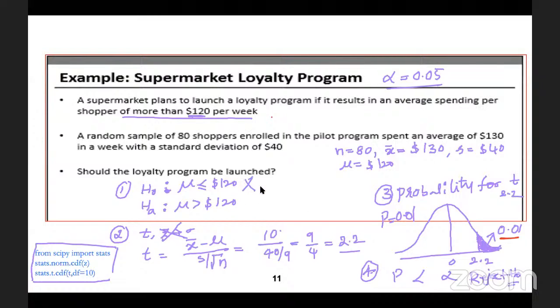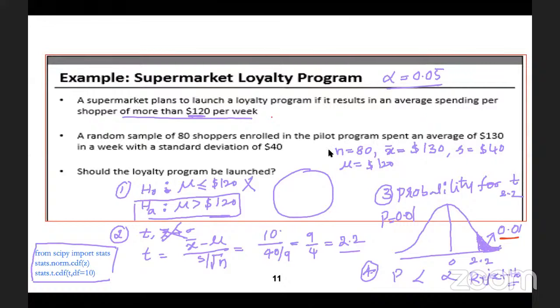And what is the decision we are going to take? If you launch the loyalty program to the population, all your customer base, then those customers would shop more than $120 per week. So we would conclude that we go ahead and launch this program to the population, which will definitely increase your business. That's how we can take decisions based on the hypothesis test. So that is the story of hypothesis test.